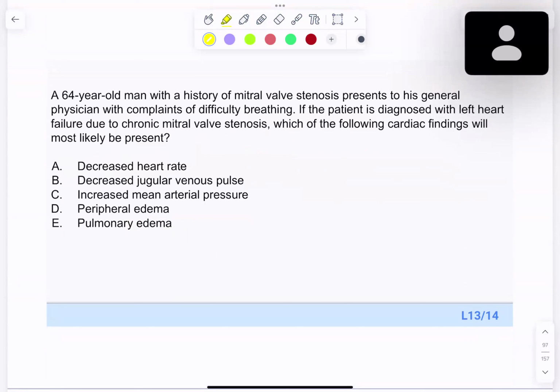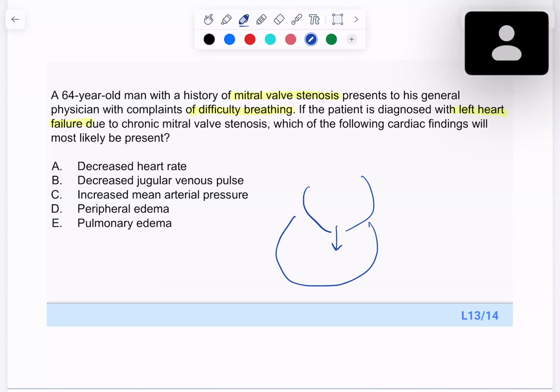Tamam. So, a 64-year-old man with a history of mitral valve stenosis presents to his general physician with complaints of difficulty breathing. If the patient is diagnosed with left heart failure due to chronic mitral valve stenosis, which of the following cardiac findings will most likely be present? Now, here we're saying that the initial thing that the patient has was mitral valve stenosis, which means that the blood is not being emptied very well into the ventricle. Since this opening is so narrow.